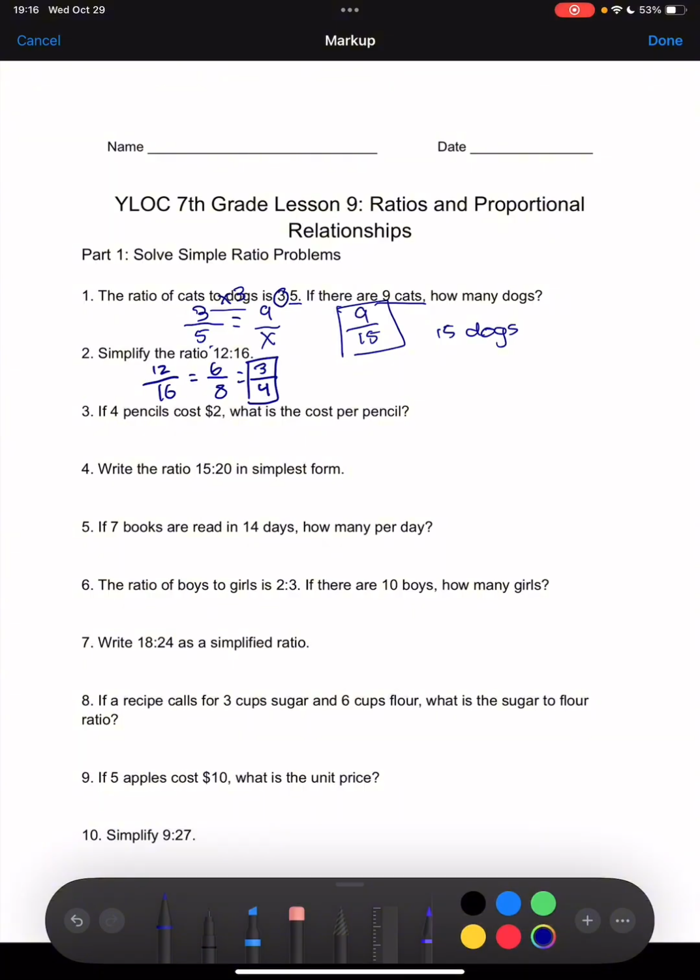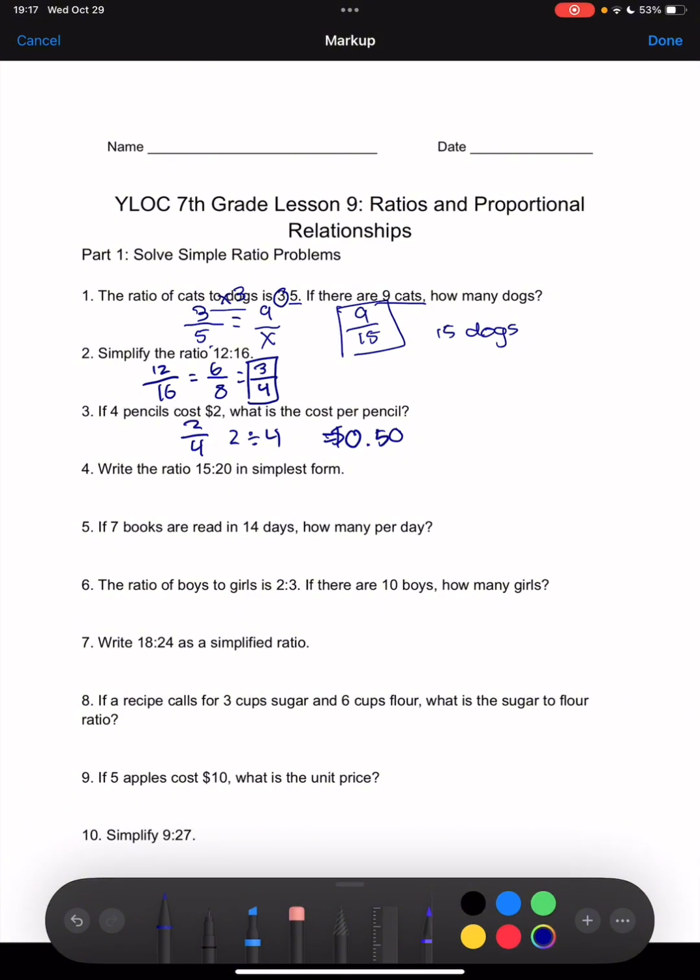Number 3. If 4 pencils cost $2, what is the cost per pencil? So there are 4 pencils, and in total it costs $2. And this is a very simple division problem. We can just write it as 2 over 4 or 2 divided by 4. And both of those will equal 0.5. So the cost per pencil is 50 cents.